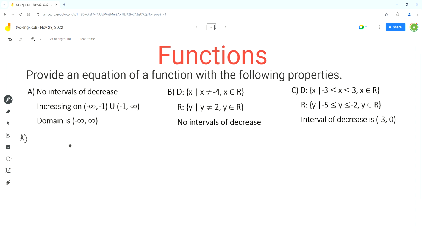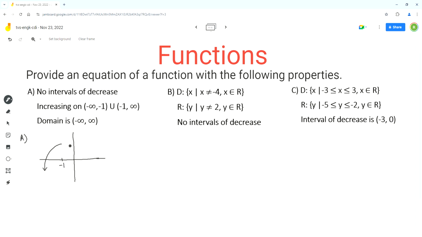So let's sketch the given information. The domain is all the way from negative infinity to positive infinity. There is no break in the function. The function is increasing from negative infinity to negative 1 and negative 1 to positive infinity. That means at negative 1, the graph of the function becomes horizontal. So we can use a cubic function. So we can show the sketch of the function like this.